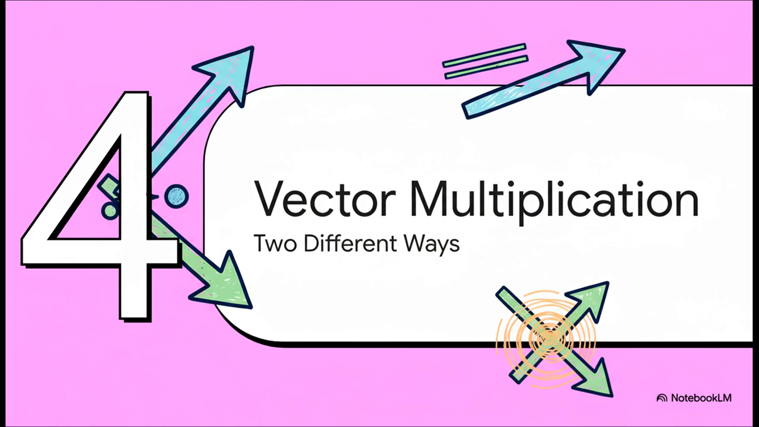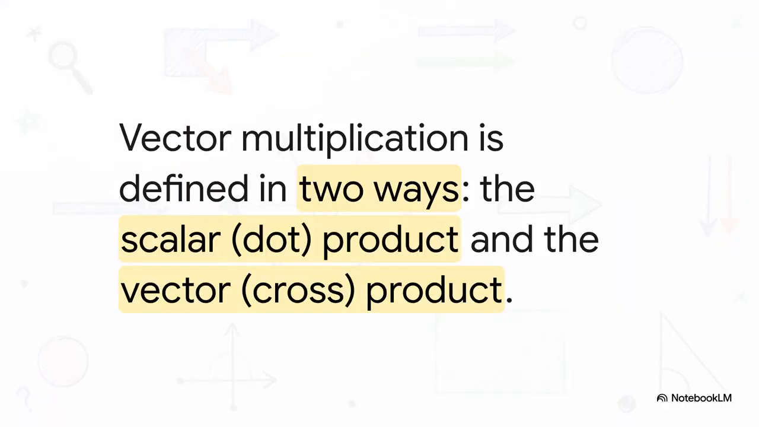Okay, this brings us to the big one, the most powerful and, let's be honest, the most surprising part of vector algebra, multiplication. See, with regular numbers, multiplication is pretty straightforward. 3 times 4 is always 12. End of story. But with vectors, it's a completely different ballgame. There isn't just one way to multiply them. There are 2, and each one answers a totally different kind of question.